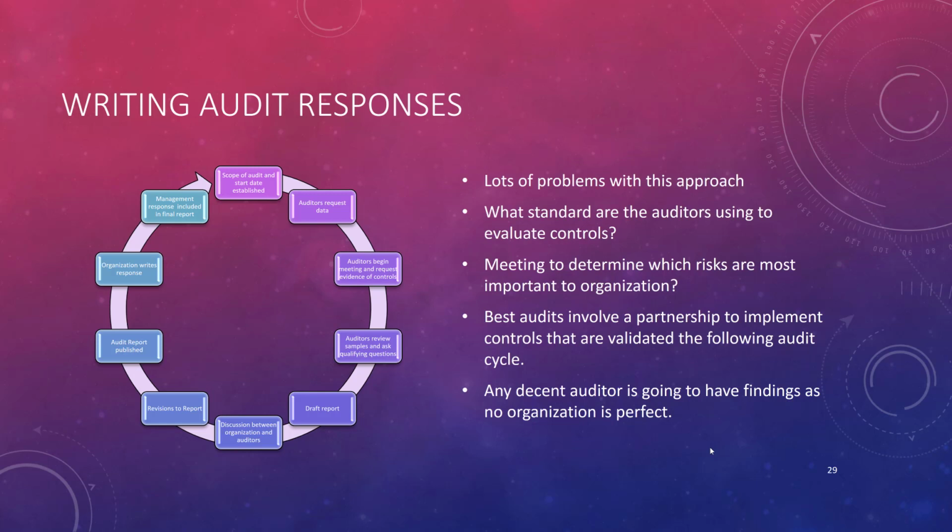They'll build a draft report that just goes back to the organization that was audited. There's a discussion back and forth between the auditors and the organization. Revisions are made. The report is published. The organization writes a response back. The book suggests there are 3 possible responses. And then management has a formal written response back to the audit findings. And so while this is the classical or traditional approach to an audit, there are lots of problems with this.